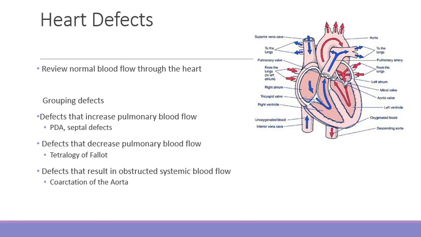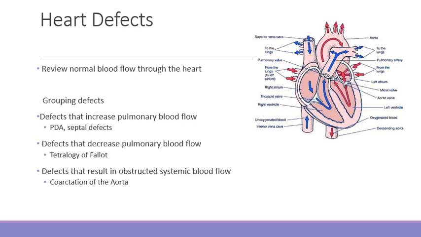Now, there's more deficits listed in your book. These are the four we're going to focus on. One resource that I found very helpful was the American Heart Association. They list a lot more deficits, but we are just going to focus on these. So, deficits that increase pulmonary blood flow are PDA, patent ductus arteriosus, and septal defects. We'll talk specifically about ventricular.